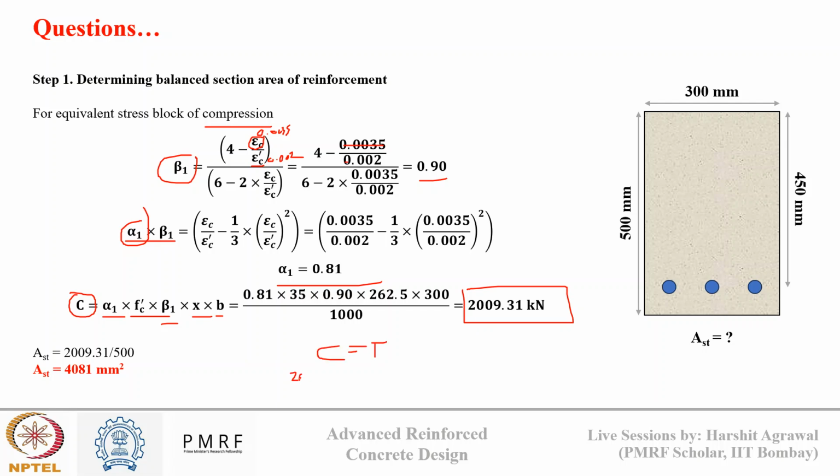So 2009.31 is equal to 500 times AST. So I can find the AST like I did here. This was in kilonewton, so multiplied by 1000, I will convert it into Newton, and this 500 was Newton upon mm square. So Newton will cut Newton, and then we'll get area in mm square.